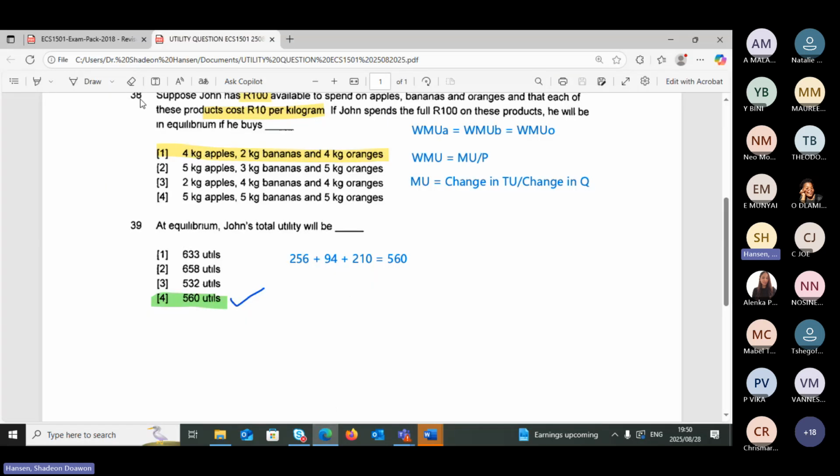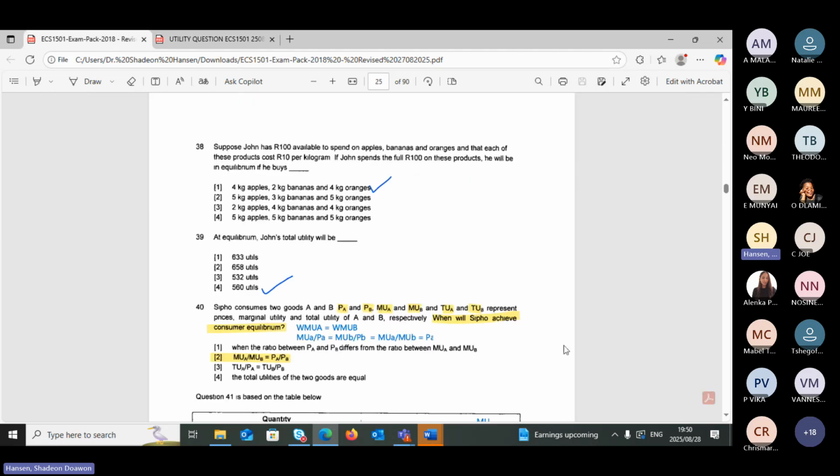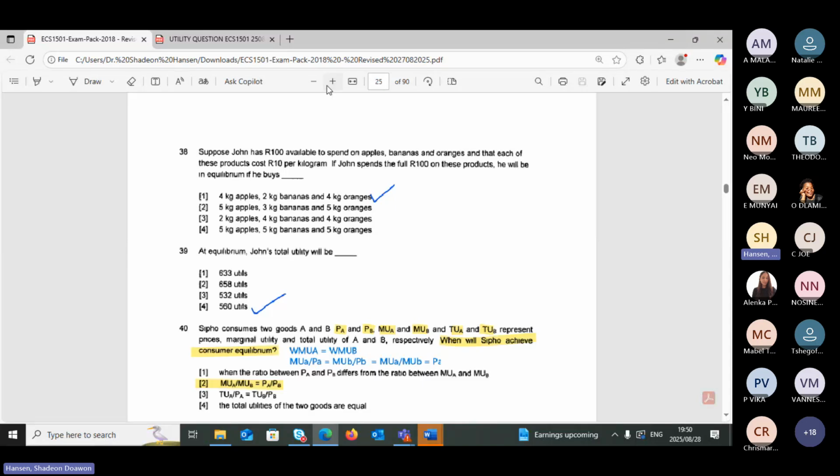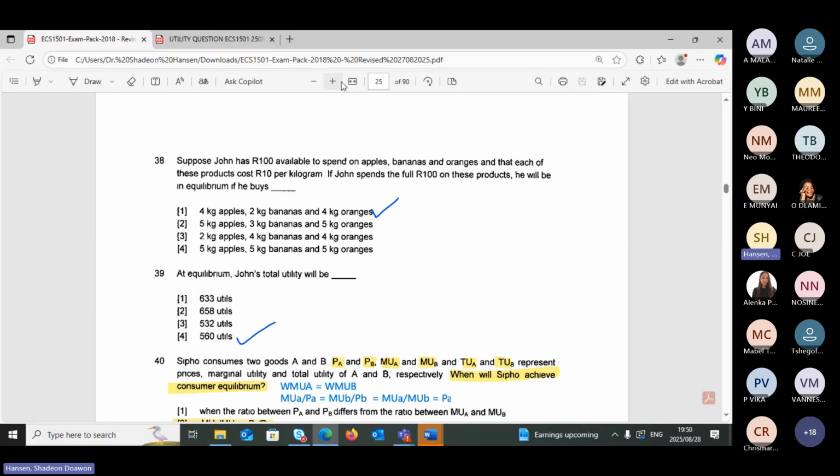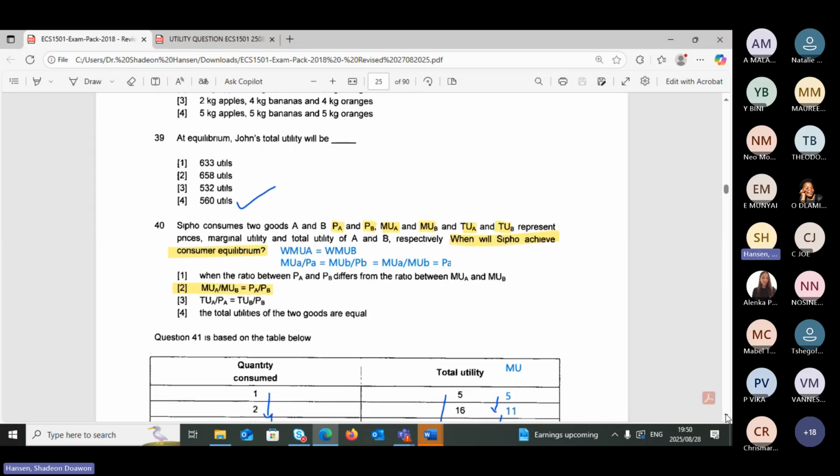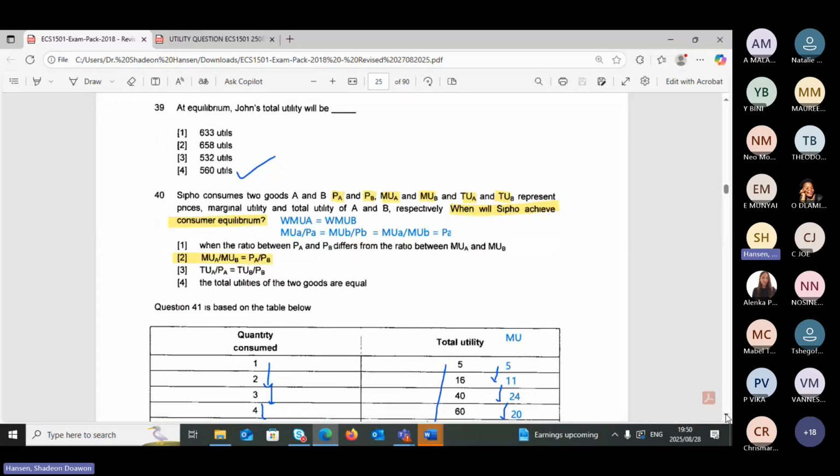So this is the paper that we are working on. Question 40, let's zoom in a bit over here. SIPO consumes two goods, A and B. And of course we have PA and PB, MUA and MUB, TUA and TUB. That represents the prices, the marginal utilities, and the total utilities of goods A and B.